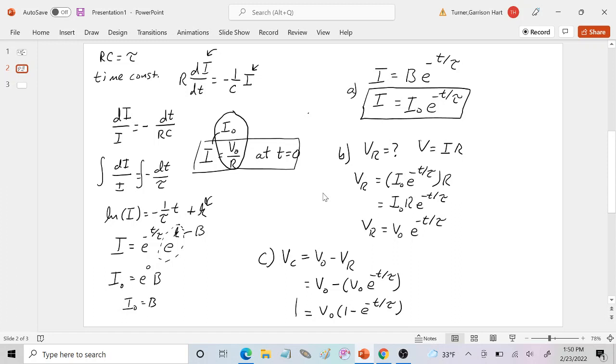Okay. Now, here is an important point. The voltage across the resistor exponentially decays. The voltage across the capacitor does not exponentially grow. Okay, this is not exponential growth.